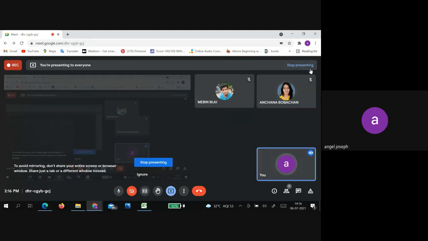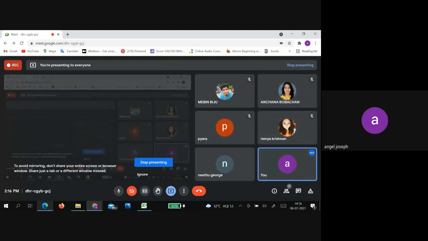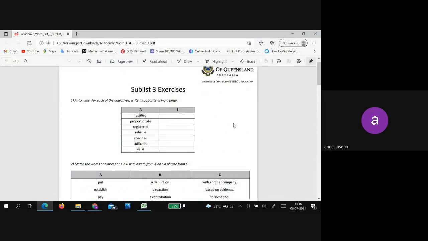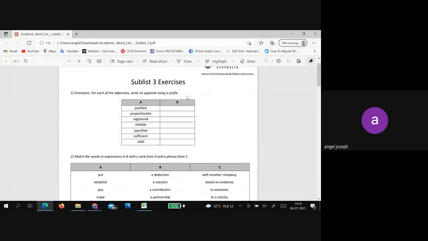Okay, so here we go. And here we are with today's sublist 3. Like I told you yesterday, sublist 1 was the most common words, sublist 2 a little less common, like that. The difficulty of the vocabulary will increase as we go on until sublist 10. So today we'll be a little faster with the exercises. Yesterday I had given you much time, so you already have a hang of it. So let's start with this one today.